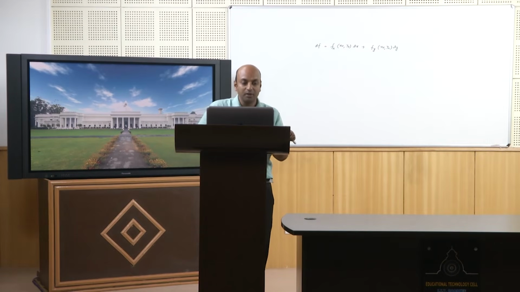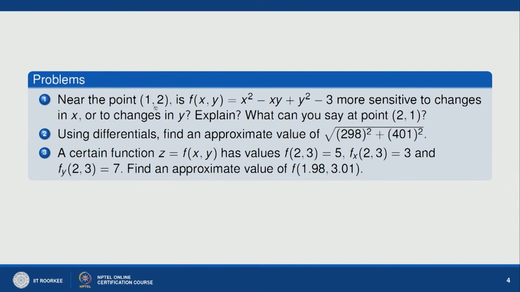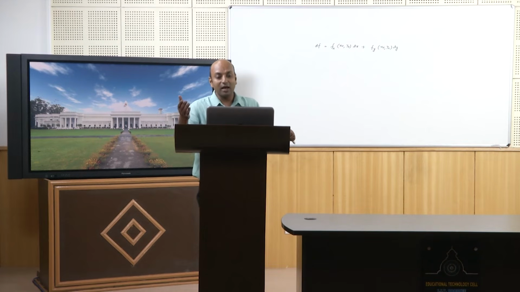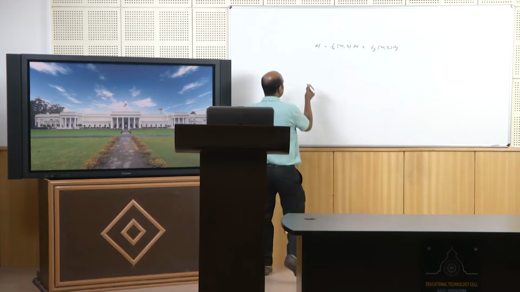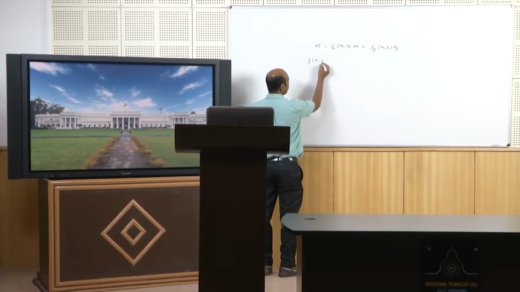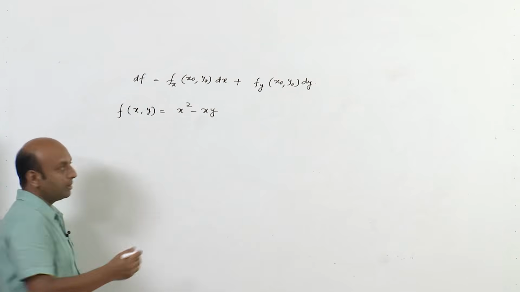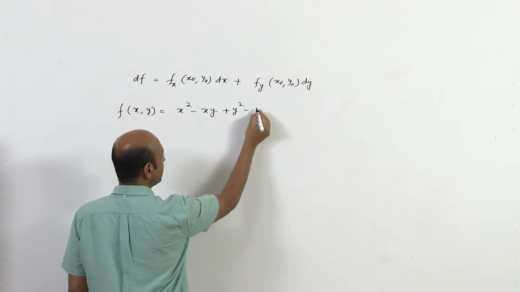The first problem: near the point 1 comma 2, is f of x, y, which is equal to x square minus xy plus y square minus 3, more sensitive to changes in x or to changes in y? This we have to find out. Is it more sensitive to a change in x or a change in y? And what can we say about this at the point 2 comma 1? So, what is the function? The function here is x square minus xy plus y square minus 3.